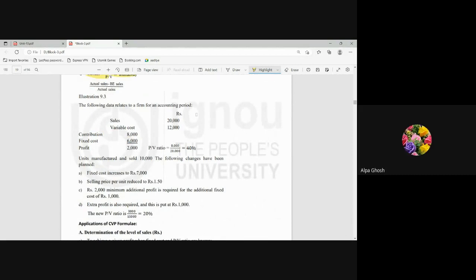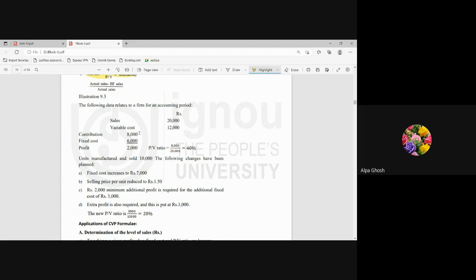This is the data for a particular accounting period. Sales is 20,000. Variable cost is 12,000. So what is the contribution? Contribution is sales minus variable cost. You remember? Sales minus variable cost is your contribution. So 20,000 minus 12,000, you can see contribution is 8,000.